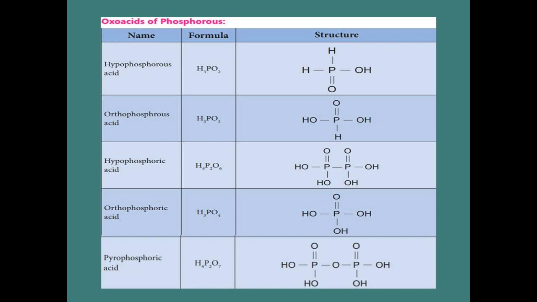Structure of oxo acids of phosphorus. First one, hypophosphorus acid. Formula is H3PO2. Around the P we have 5 bonds, and oxygen forms 2 bonds, either as a double bond or as single bonds. Oxygen possesses 2 bonds, phosphorus possesses 5 bonds, and hydrogen possesses only 1 bond. Then you see the structure now.